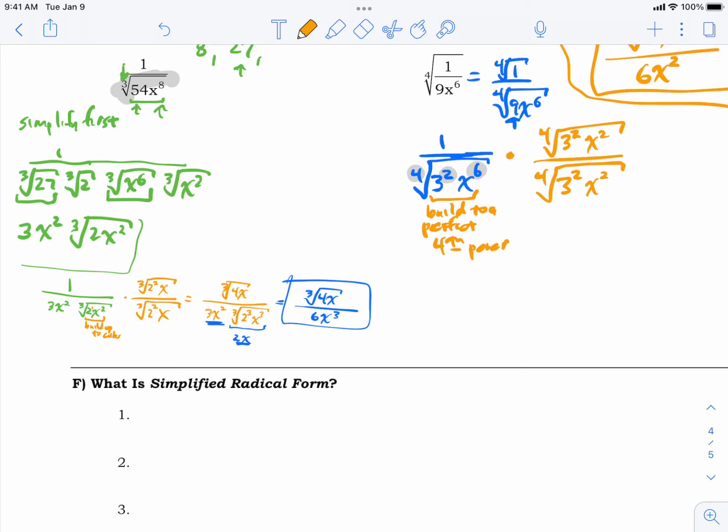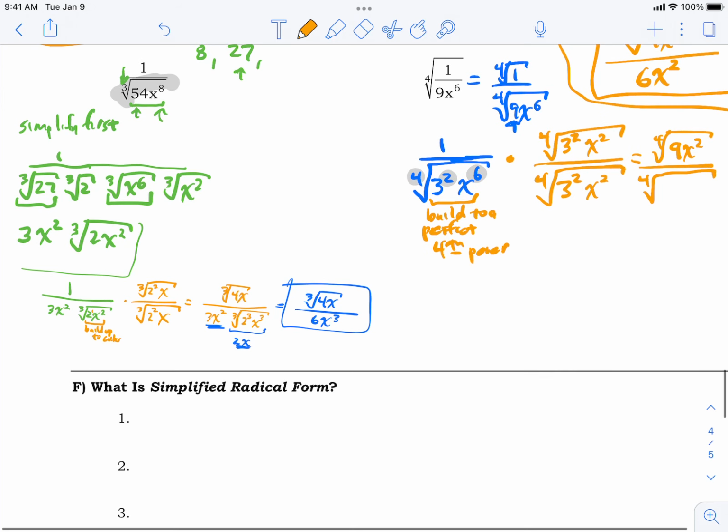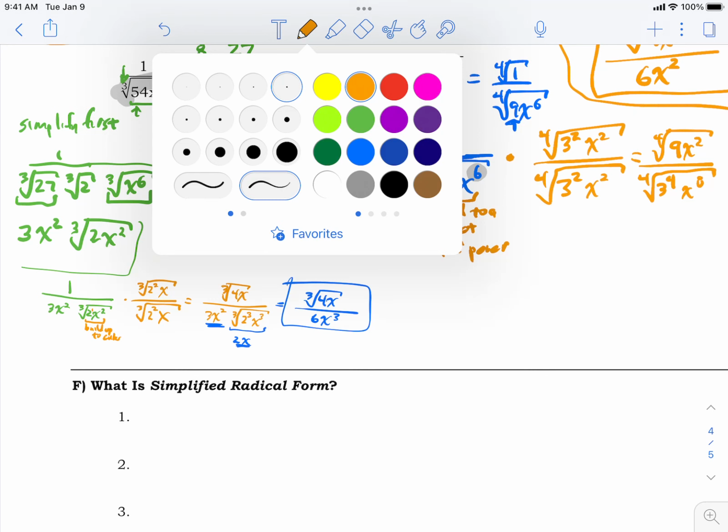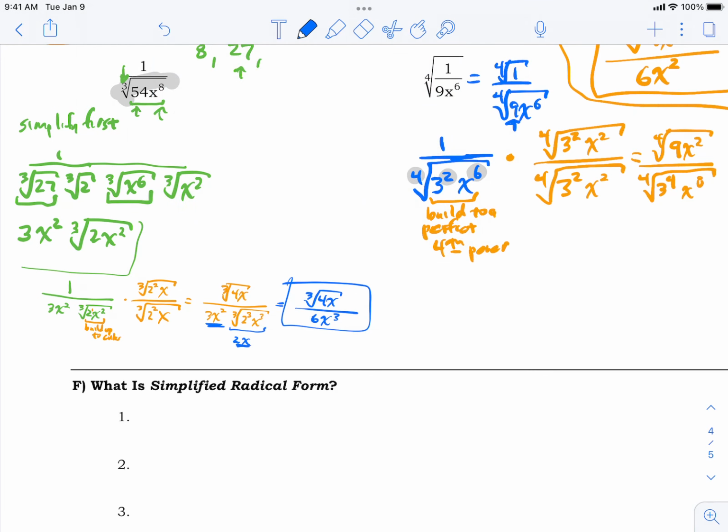So what do I got now? On the top, I've got a fourth root of, and I might as well call the 3 squared a 9, x squared. On the bottom, what have I got? A fourth root of. Now the 3 squared times the 3 squared is a 3 to the fourth. And an x to the 6th times an x squared is an x to the 8th, actually. But that's okay, because now I can simplify. By the way, that's an 8.